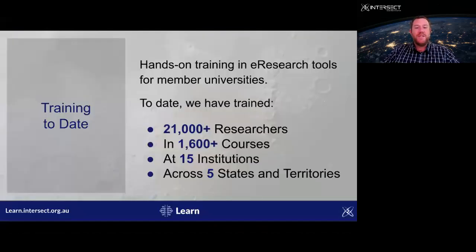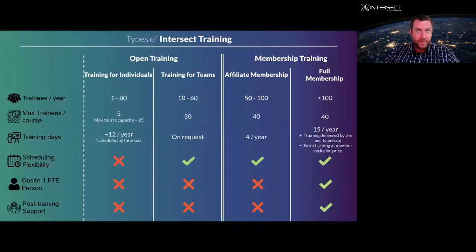One of the main services we provide, however, is training on various research technologies. They're delivered both in person and online. Our interactive hands-on training is designed to improve researcher productivity and support world-class research by imparting key e-research skills and support to researchers. Since 2008, we've delivered over 1,600 research technology courses and trained over 21,000 researchers across 15 member universities and research organisations. We have two key types of Intersect training, open training and membership training.